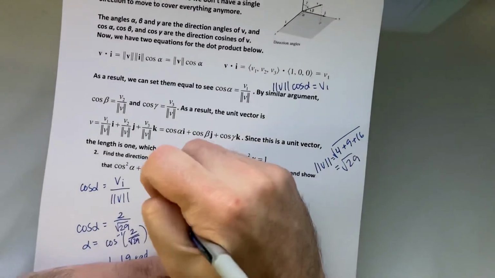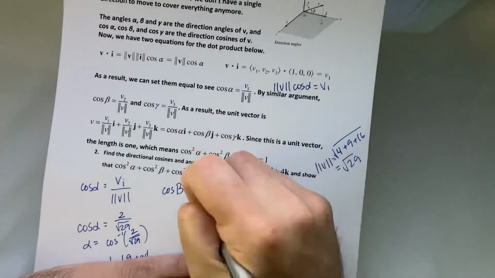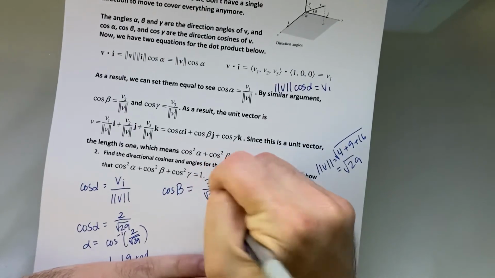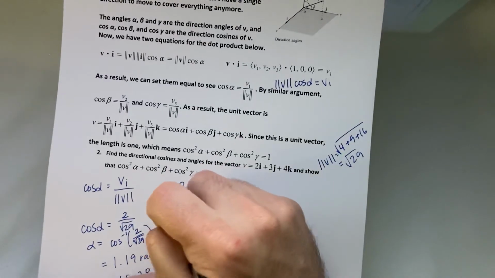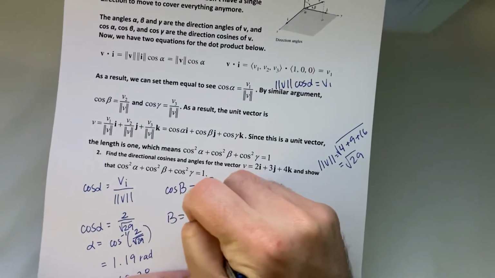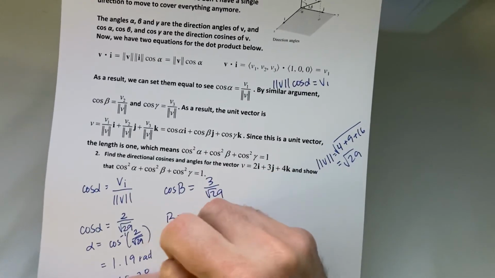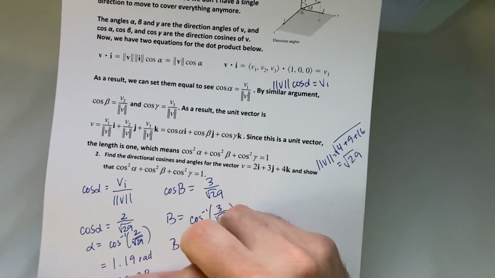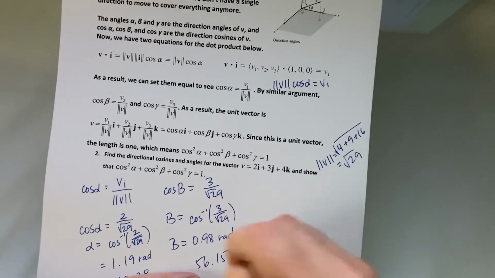Okay, so cosine beta, same idea. We have the same length. It's just now 3 over the square root of 29 instead. So that means beta is the cosine inverse of 3 over the square root of 29. So beta is 0.98 radians, or 56.15 degrees.